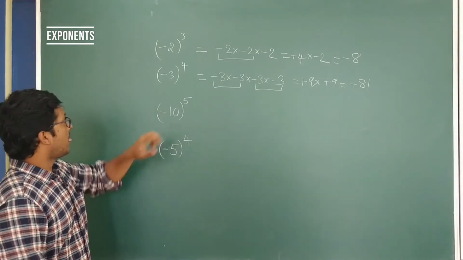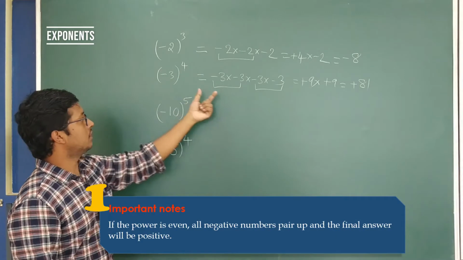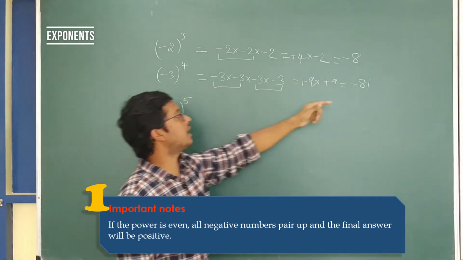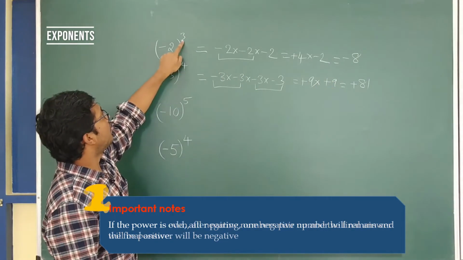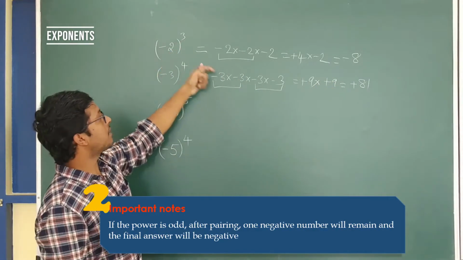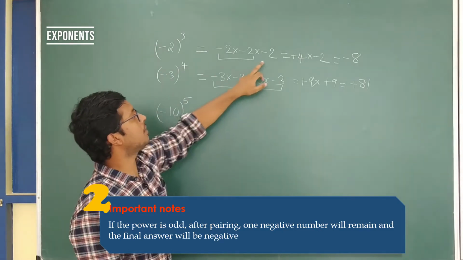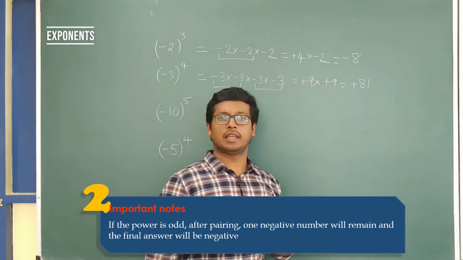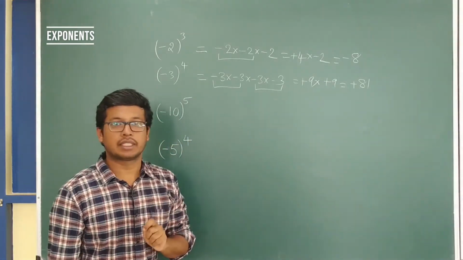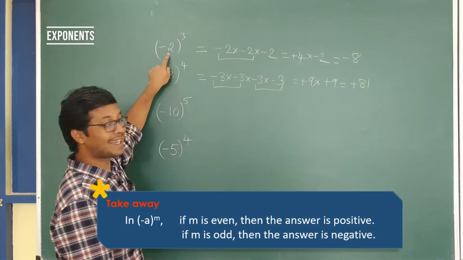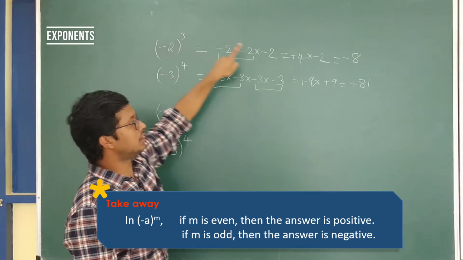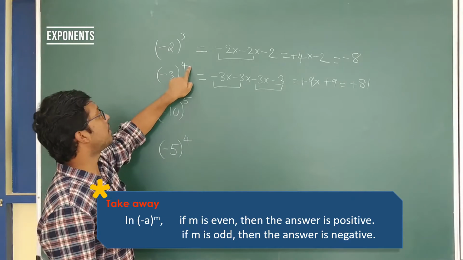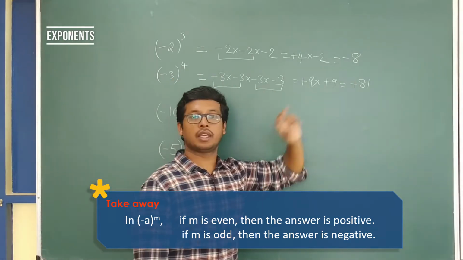So what do we see here? If the power is even, we can pair equally. All the numbers get paired up and finally the answer will be positive. If the power is odd, what happens? We pair up, and doesn't matter how many you pair up, one negative will always remain. Hence the answer will always be negative. So the takeaway from this class is that if the base is negative and the power is odd, the answer will always be negative. If the base is negative and the power is even, the answer will always be positive.